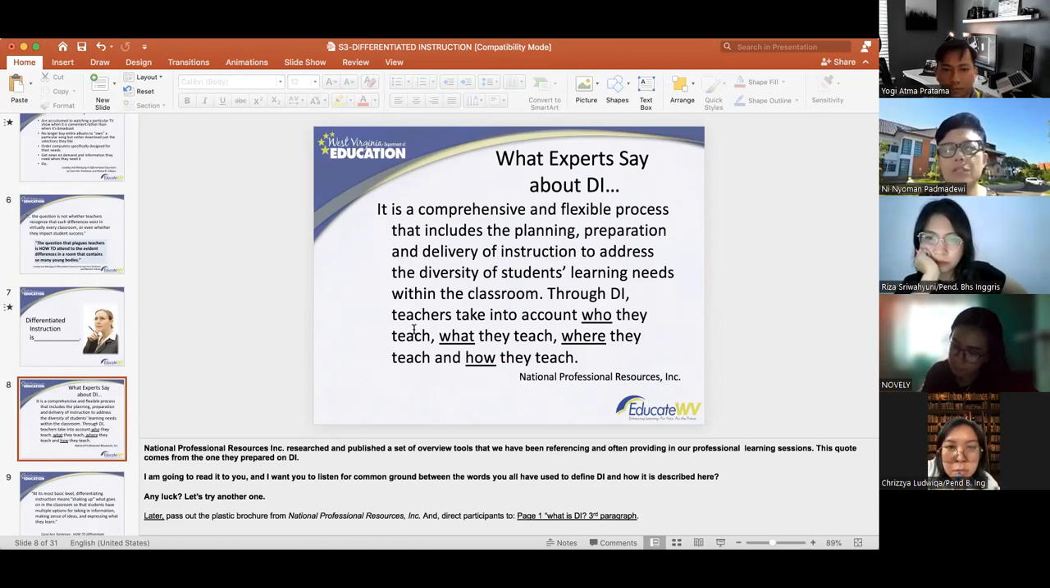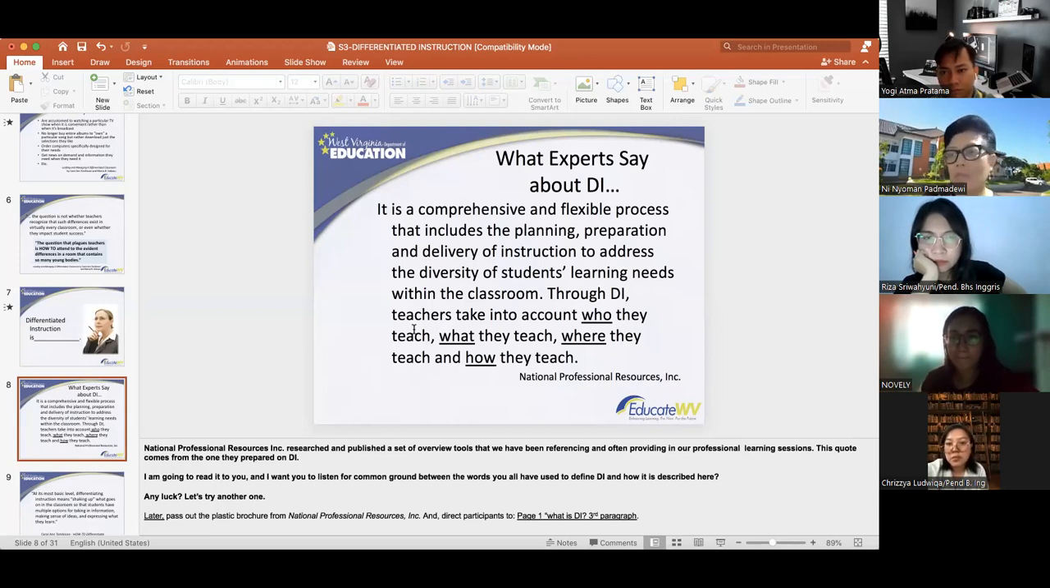Through differentiated instruction, teachers take into account who they teach, whether they are different ability, or whether they are having different learning style or different kind of differentiation. What they teach, whether the material has been differentiated or not, where they teach. Are all of you teaching them in the same classroom?